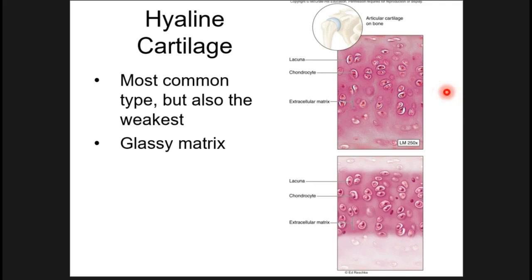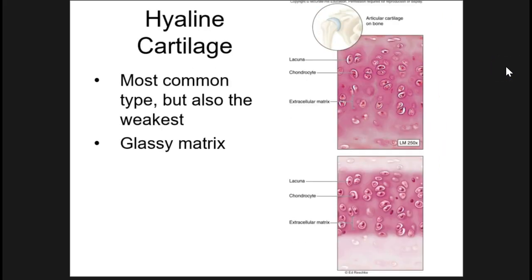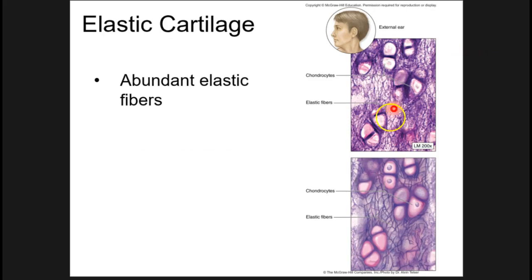I'm actually going to compare and contrast this first to elastic cartilage. If we had not stained for that elastin, this would pretty much look just like hyaline cartilage. You still have chondrocytes within lacunae, and you still have a glassy extracellular matrix. The difference is the presence of abundant elastic fibers, and when we stain for those elastic fibers, we can clearly see that this is elastic cartilage. It's that hair-like texture when you stain that elastin dark like this.